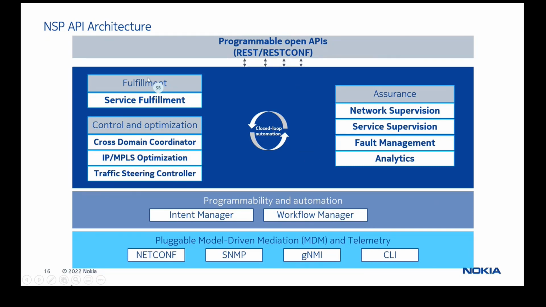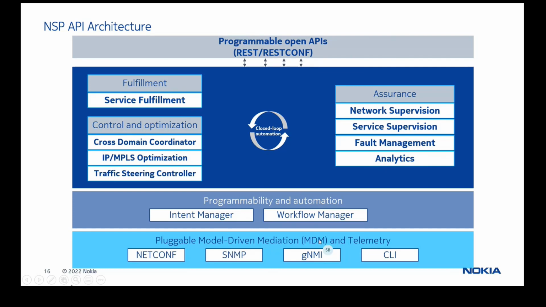If you look at APIs, I can run APIs on pretty much anything, right? Service fulfillment, cross-domain coordinator, IP optimization. There's a whole bunch of things that I can run APIs on. And again, I'll show you in the developer portal, where it makes it much easier to understand the specifics of what I can do with APIs.